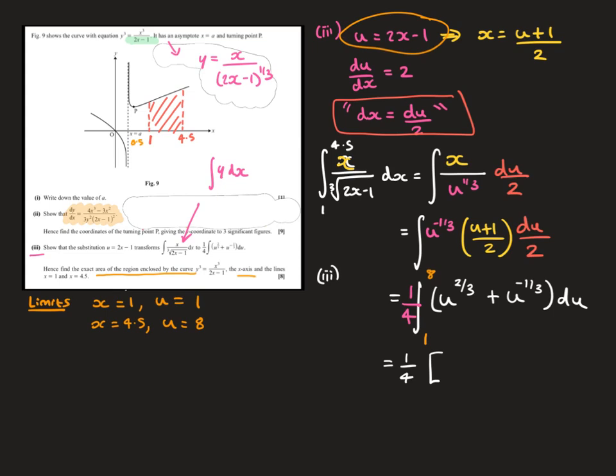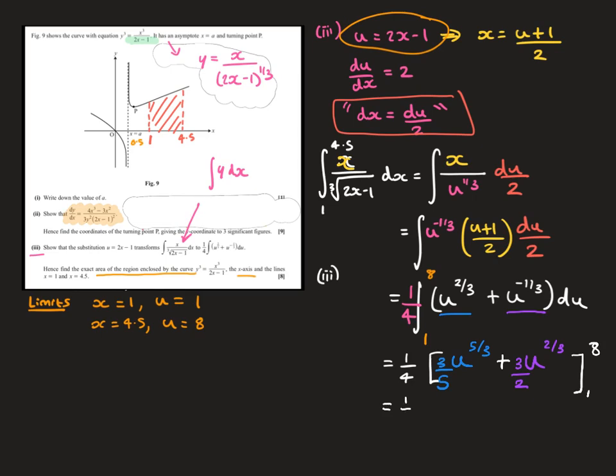So for this first part here, u to the 2/3, we want to raise the power by 1, so that becomes u to the 5/3. Divide by the new power is the same as multiplying by 3/5. And then for the other part of this here, we've got u to the power of negative a third. We want to raise that by 1, so it becomes u to the power of 2/3. Divide by the new power, so that's the same as multiplying by 3/2. And don't forget, we've got limits of 1 and 8 to substitute in.